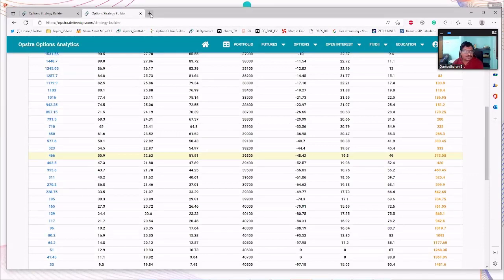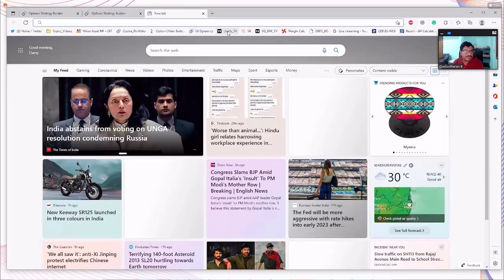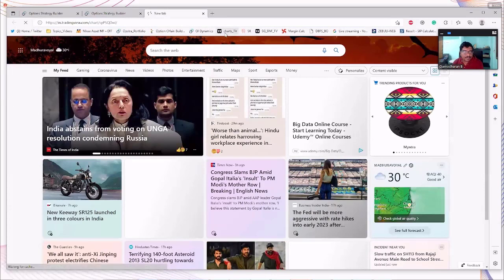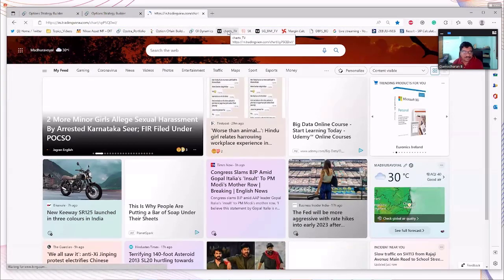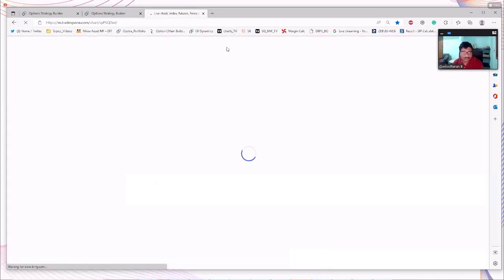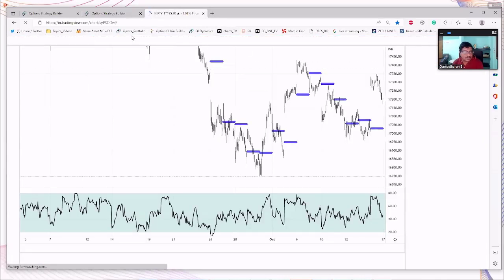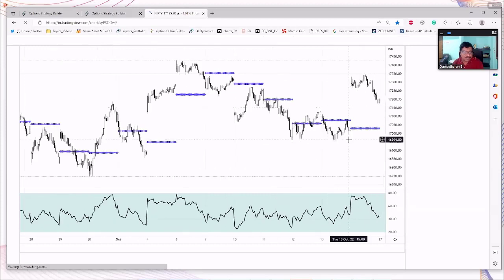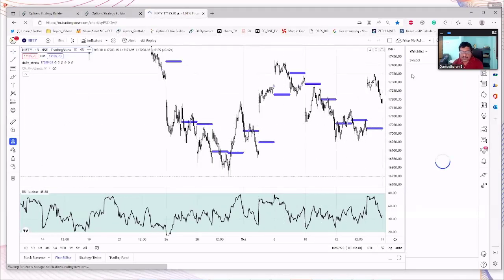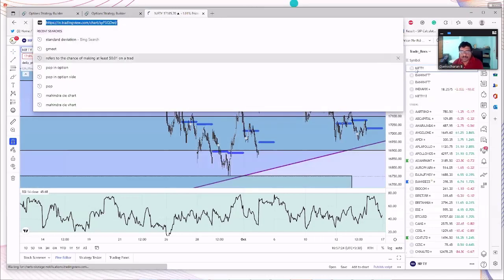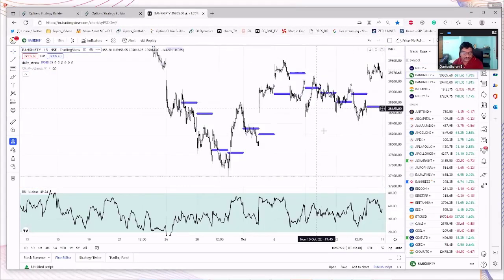Unless your chart says otherwise, right? I'm just opening my chart also. Give me some time. Okay, so let's assume this is the Nifty chart. Let me pull up the Bank Nifty chart.